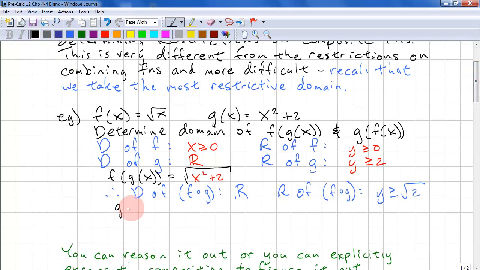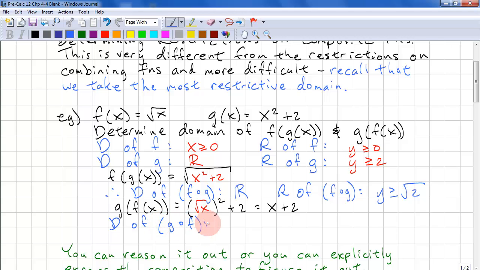Let's look at g of f of x. That equals the square root of x, all squared, plus 2. We can simplify this to x plus 2. Now let's look at the domain of g of f. Now we're looking at f first. Its domain is greater than or equal to 0. Its range is greater than or equal to 0.